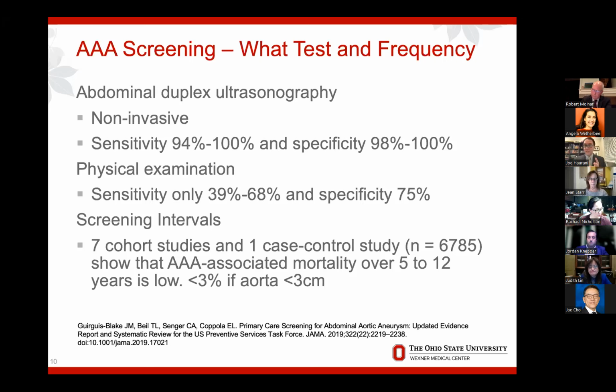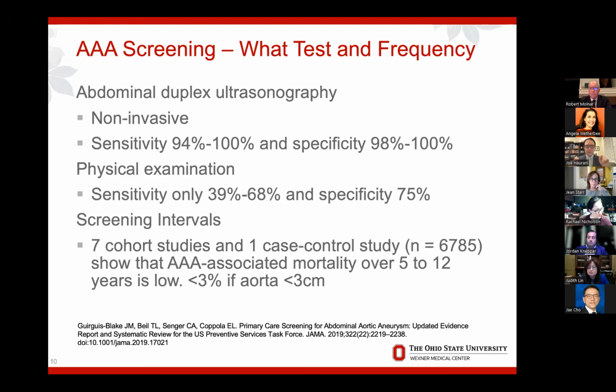You can look at things like CT scans and MRI, but when you're looking at the incremental cost of those tests and whether they're better at screening than ultrasound, there's just not a cost advantage there. The interval screening has pretty good data: 7 cohort studies and 1 case-control study, over 6,000 patients, that looked at AAA-associated mortality in spans of 5 to 12 years.